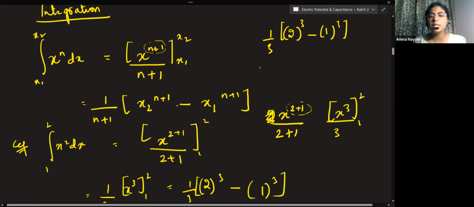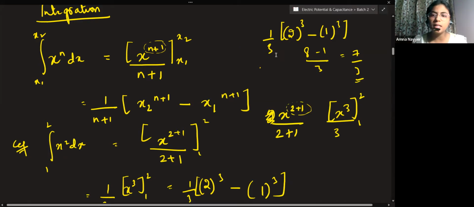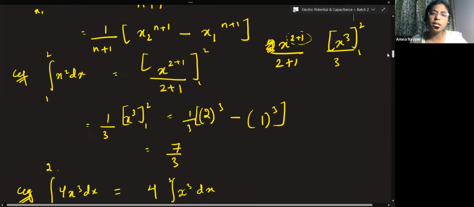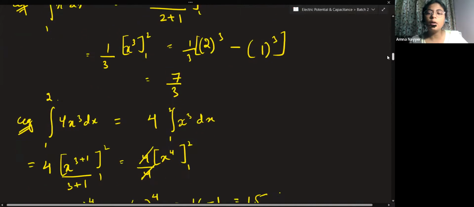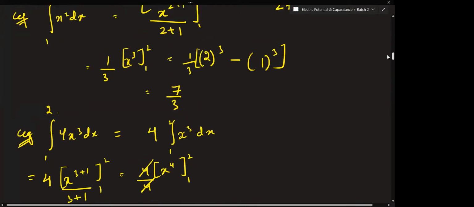x to the power n plus 1 minus x1 to the power n plus 1. So this way, this will be 8 minus 1 by 3. That will be 7 by 3 or whatever. All right. So all those who are getting confused, practice your integration and differentiation. You must have done it in standard 11. So wherever you get confused, ask me in the next class. Now, is it clear? Yes, teacher. Thank you very much. Okay.